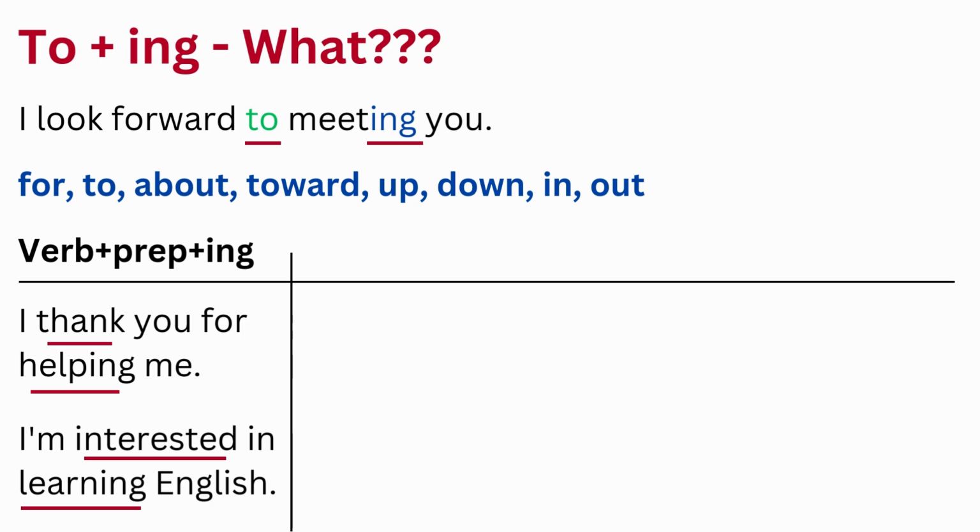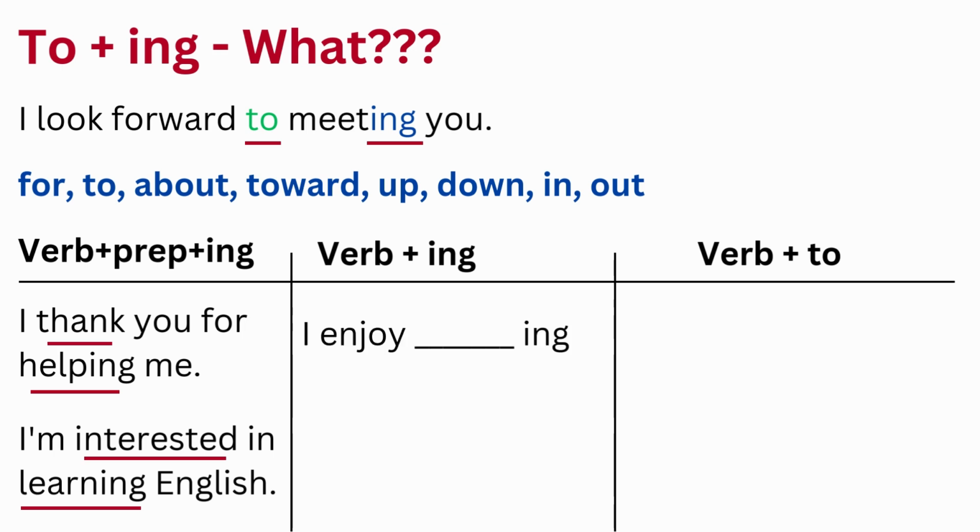If we have two verbs and there's no preposition between them, the second verb will either end in "ing" or begin with "to". So let's look at some examples to understand this better. First, we have the verb enjoy. Here's my first verb. Now think of a second verb we can use. Let's say eat. With the verb enjoy, the verb that follows will always end in "ing". For example, I enjoy eating. I enjoy reading. I enjoy listening to music. I enjoy shopping. In this case, the second verb will always end in "ing".